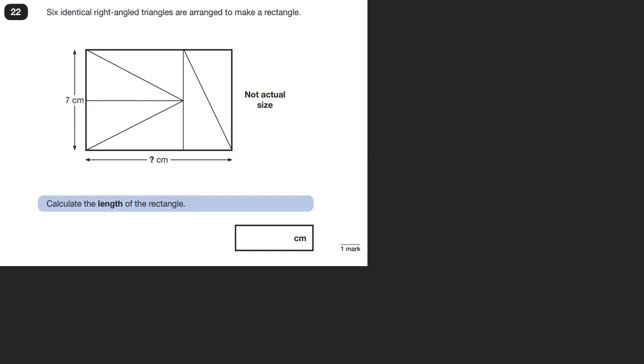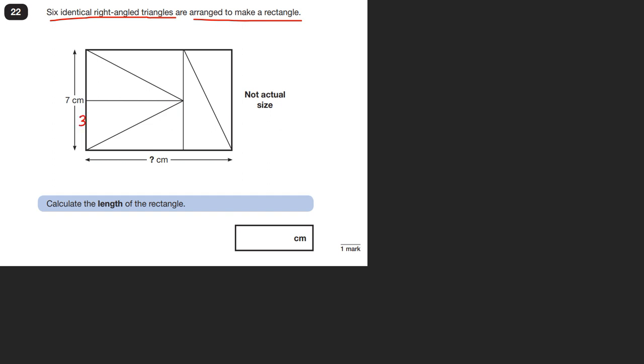Question number 22. You need to read the question. 6 identical right angle triangles are arranged to make a rectangle. Calculate the length of the rectangle, right? You need to be careful and try to understand what is going on. So this is 7, and this is the length they are asking for.